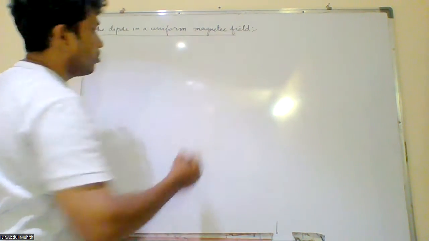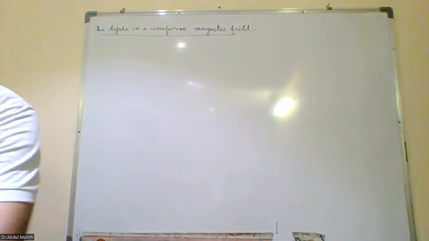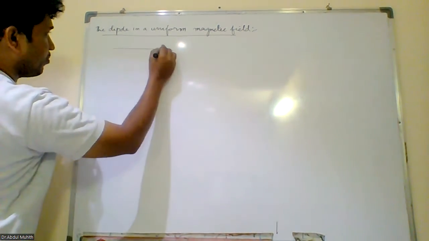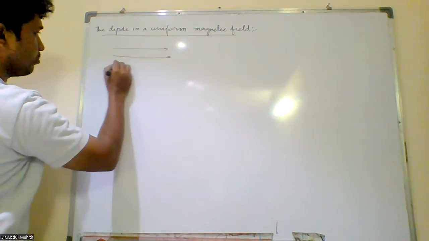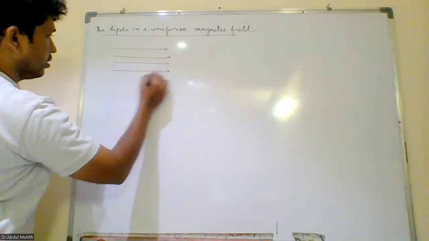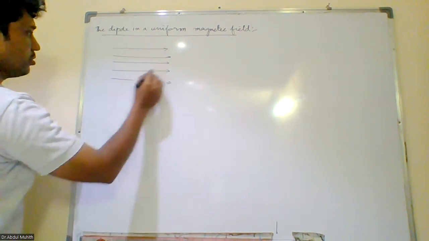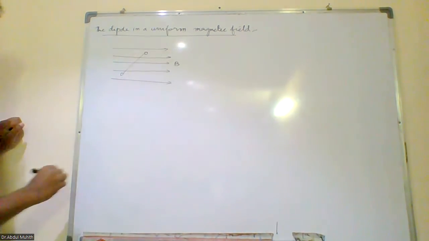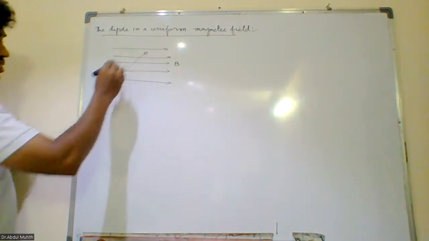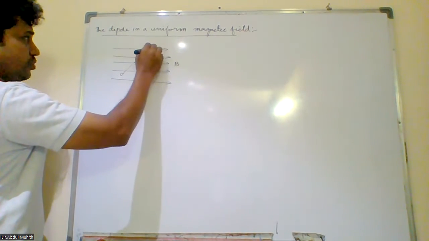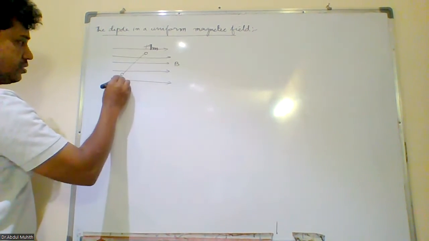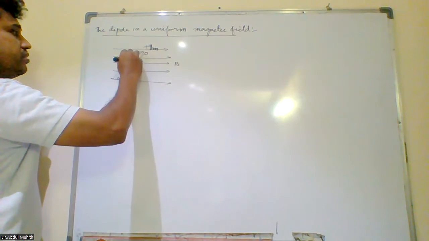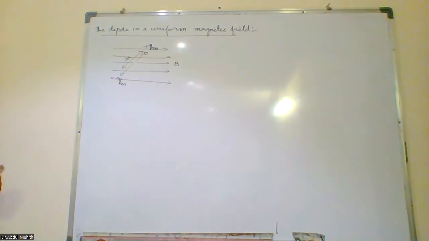So the dipole in a uniform magnetic field. We'll do this. So this is the uniform magnetic field. The figure is not given in the book, but this is how it is. This is the magnetic field, and this is a dipole. Dipole means a north pole and a south pole. So instead of writing north and south, I'm writing plus QM and minus QM. And the distance between both of them is 2a. It's written in that way, just like a dipole.